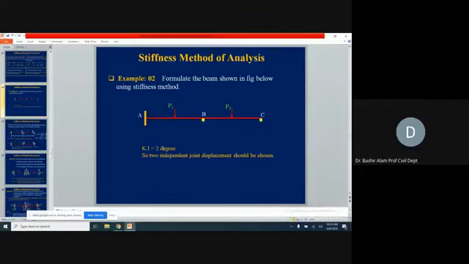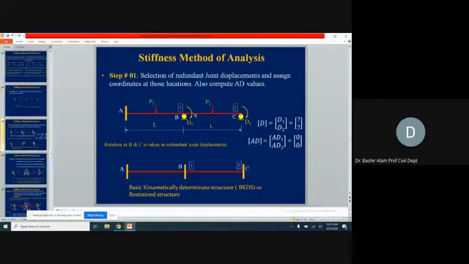Here it is clearly written that the kinematic indeterminacy is 2 degrees. If we include the axial effects also, then it is a 4 degree indeterminate problem. But again, axial effects will be negligible, so this is 2 degrees. Theta at B and theta at C are the unknowns. Now we clearly show them on the structure: D1 is the rotation at B and D2 is the rotation at C. These are our unknowns, and here we write them in matrix form.